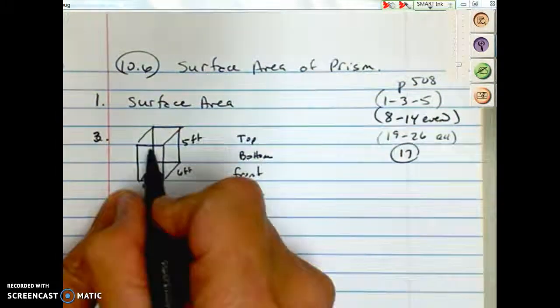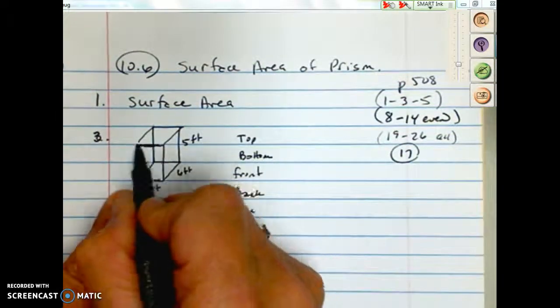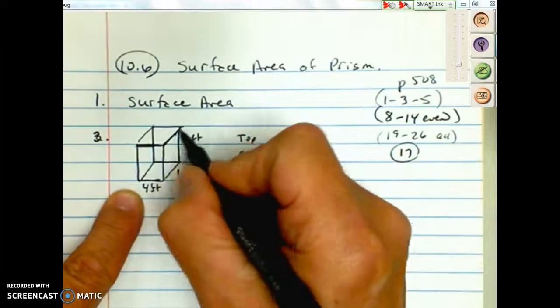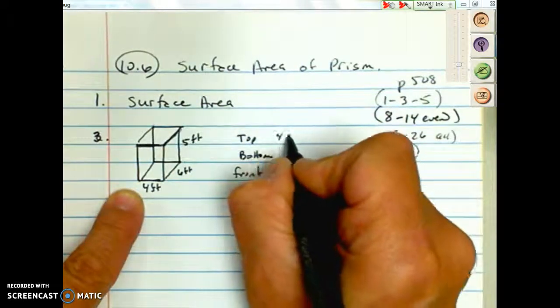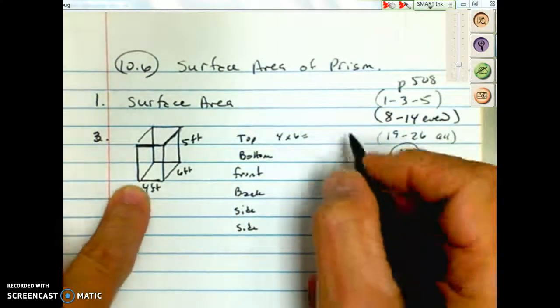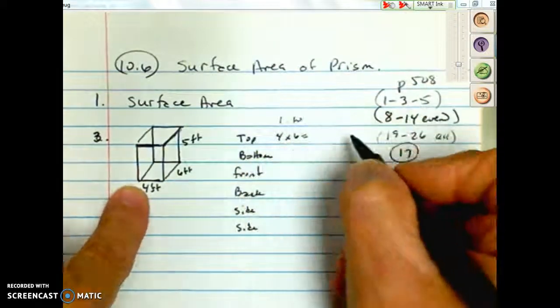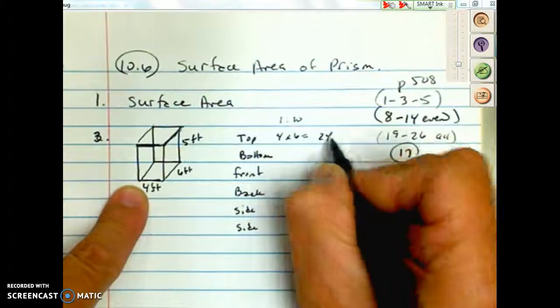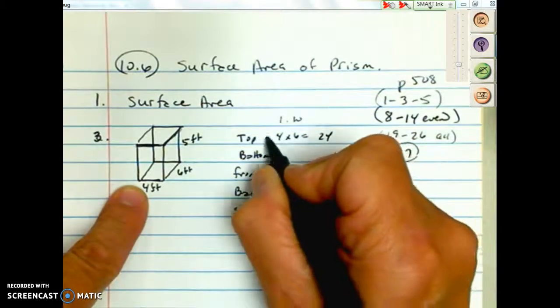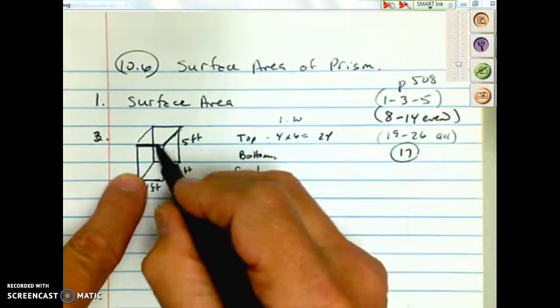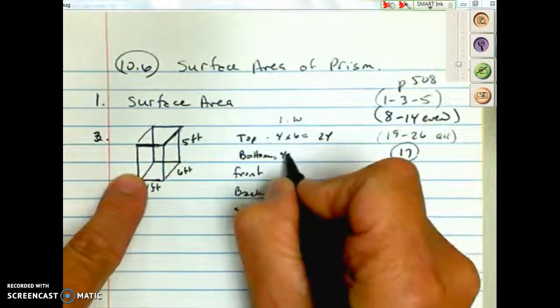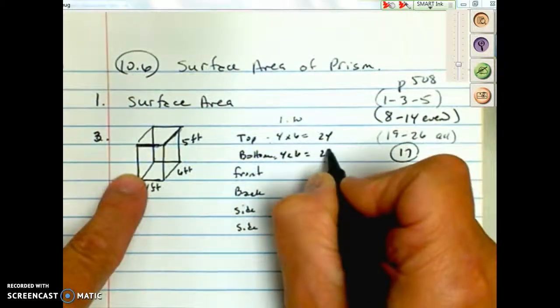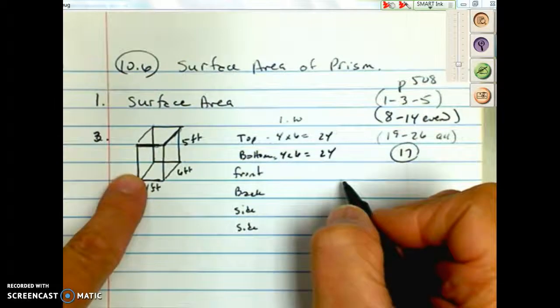We have the top and the bottom. The top is 4 feet by 6 feet, and we're finding, again, the length times the width. We're going to find that the top area is 24 square feet. And because it matches up, if the top is 24, the bottom is, of course, 4 by 6, and that's also 24 feet squared.